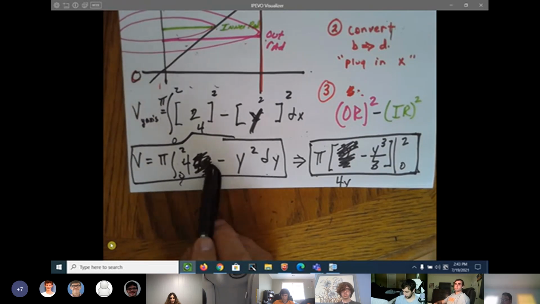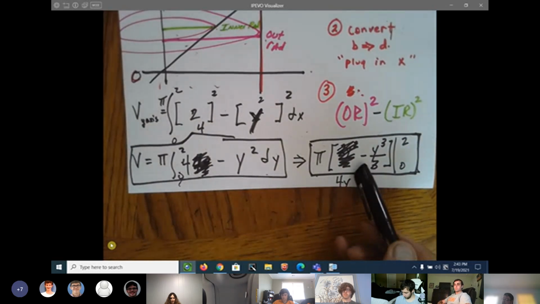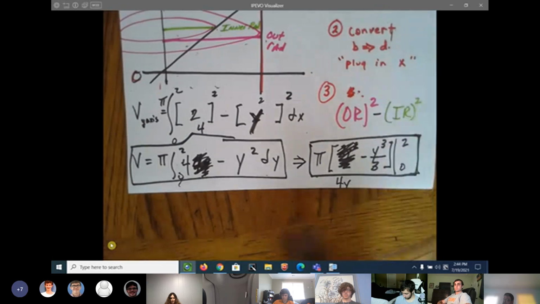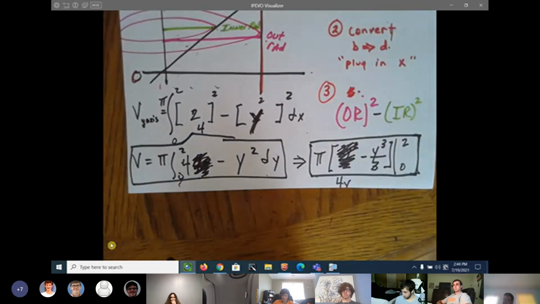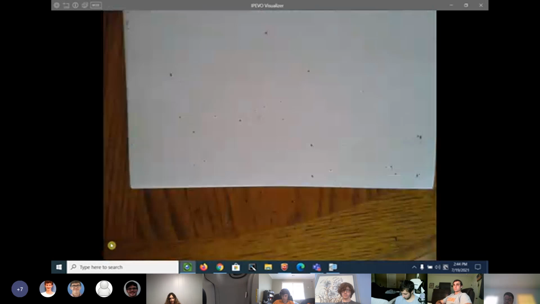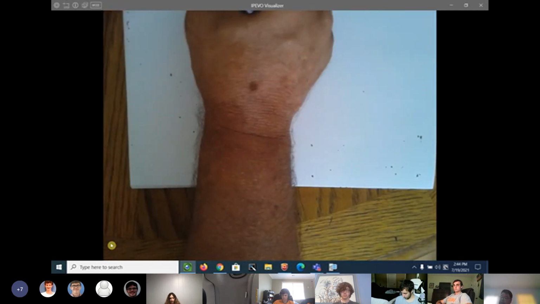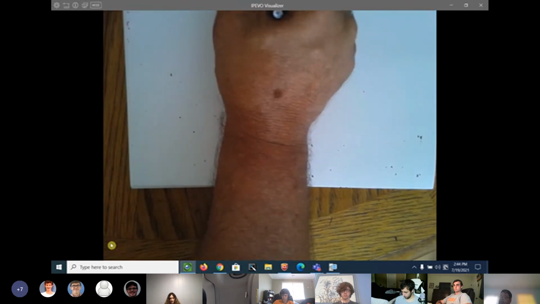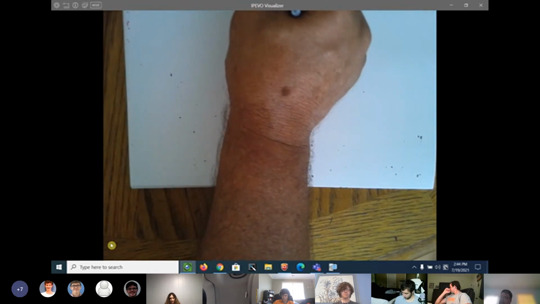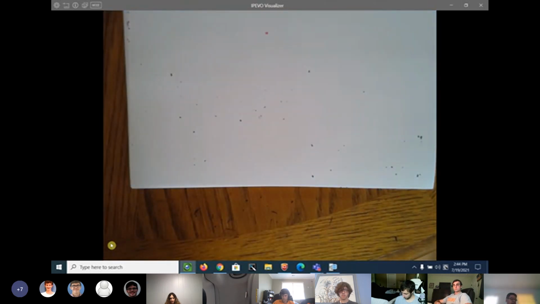So you get 4 minus y squared, and then take the antiderivative, which would be 4y minus y to the third over 3, evaluated 2 and 0, multiplied by pi. So I'm going to write that on the next page. Pi times 4y minus y cubed over 3, evaluated at 0 and 2. And the 0 pretty much takes out itself.